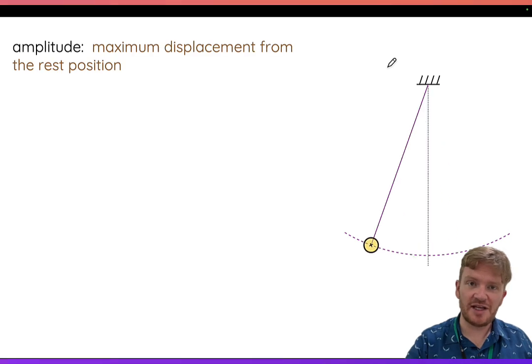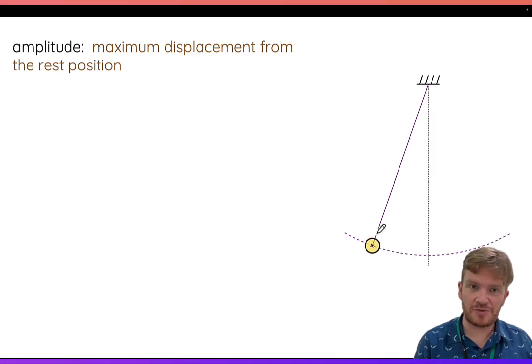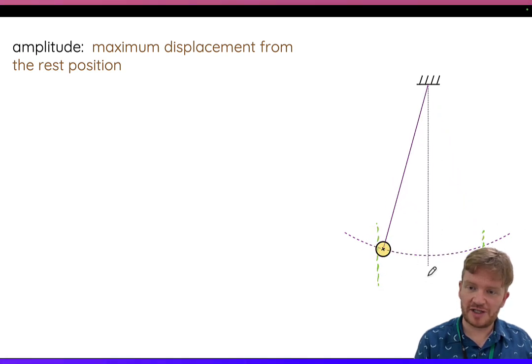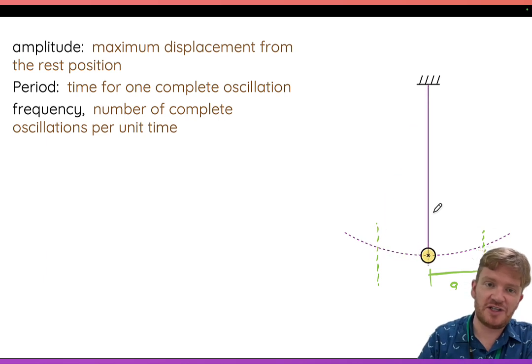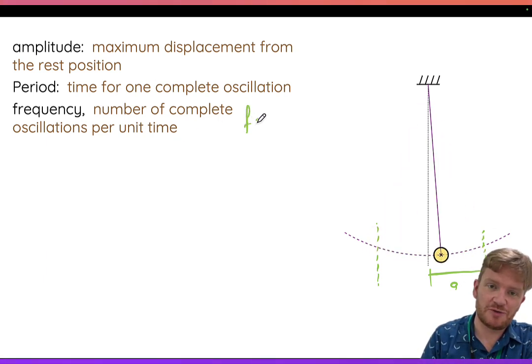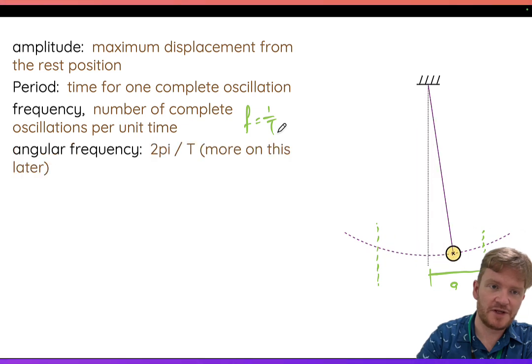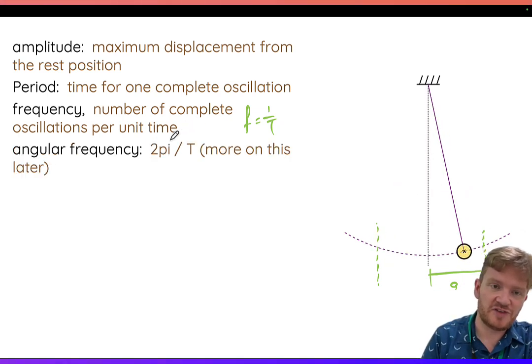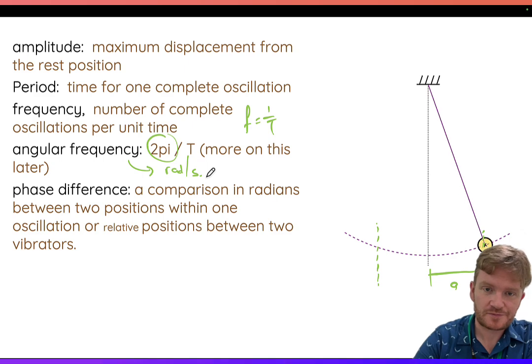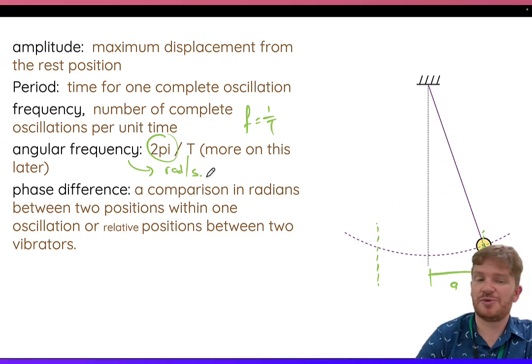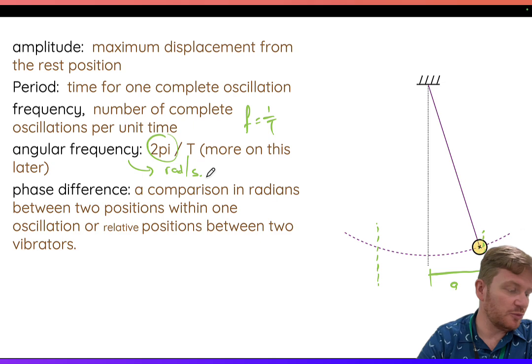Okay, so some key terms then. Amplitude, that is defined as the maximum displacement from the rest position. So if I have this object undergoing it here, this distance would be amplitude. Period, time taken for one complete oscillation, which you're familiar with. Frequency, number of complete oscillations per unit time. We can also say frequency is 1 over the time period. Angular frequency, that's 2 pi over T. Here, so this angular frequency will be in radians per second. And we'll see in a minute why radians are really useful. Phase difference, that's a comparison in radians between two positions within one oscillation. And we'll do more of that in a future lesson.